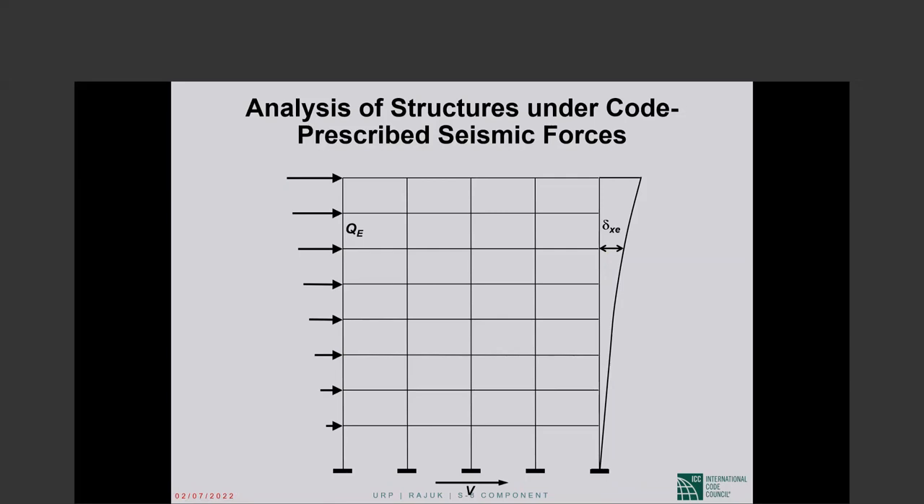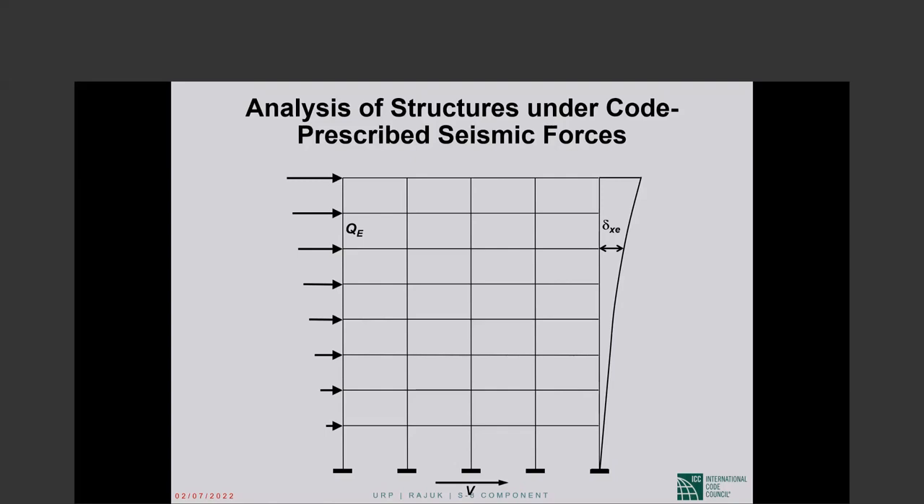The same analysis also gives us Q sub E, which are the internal forces at the various critical sections of the various structural members. The bending moment at the support section of a beam is Q sub E. The shear force at the same section of the beam is Q sub E. The axial force in a column is Q sub E. So Q sub E is generic notation for the internal forces caused at the various critical sections of the various structural members by the code prescribed seismic forces.